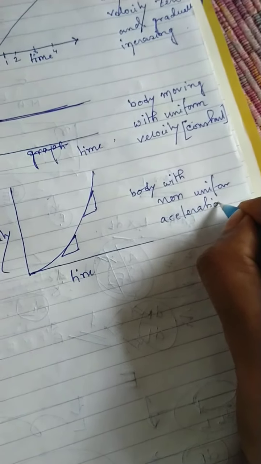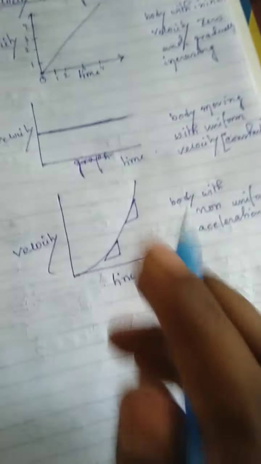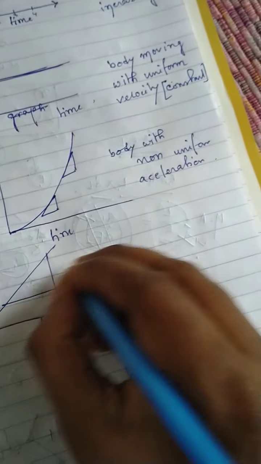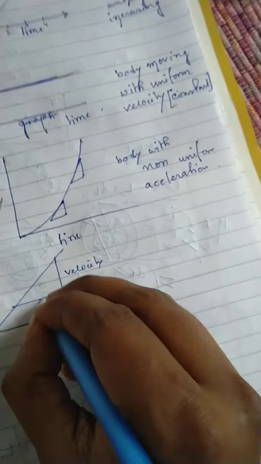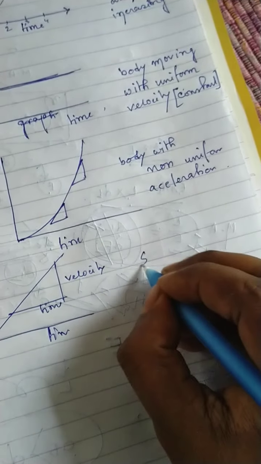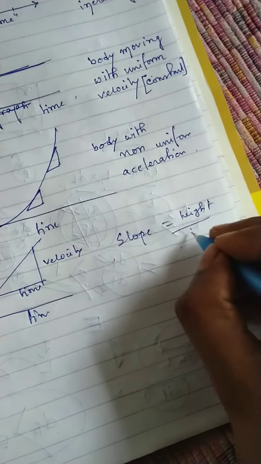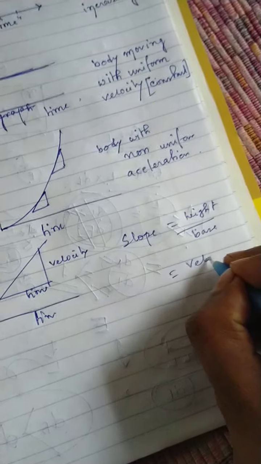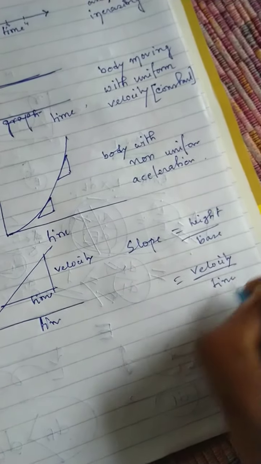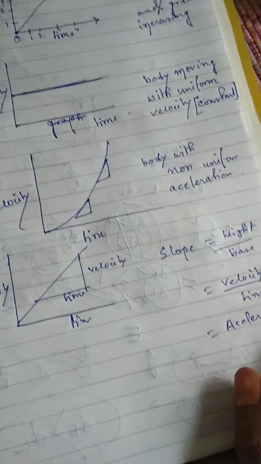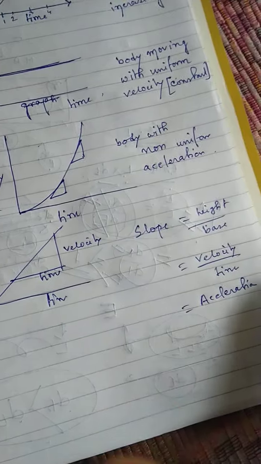Now what kind of information can be conveyed by a velocity time graph? So if we draw a velocity time graph and the graph is here, the slope is like that. Now along the y-axis velocity is plotted, along the x-axis time is plotted. So the slope, which is height by base, which is nothing but velocity by time, would give the acceleration. So the information of acceleration can be drawn from the velocity time graph by calculating the slope of the curve.